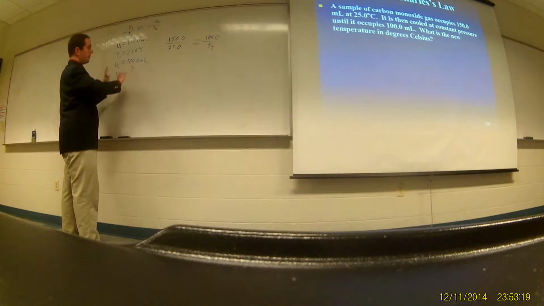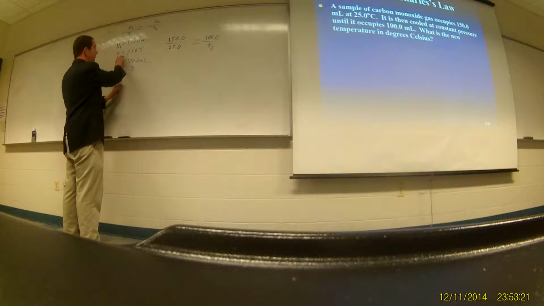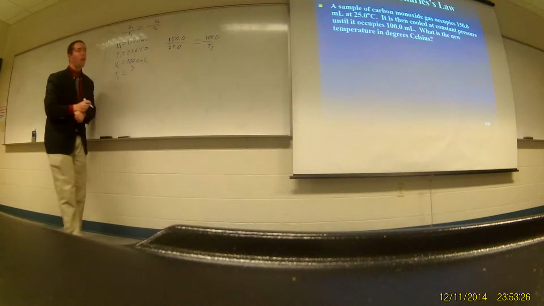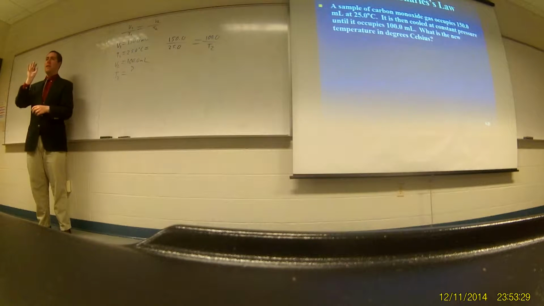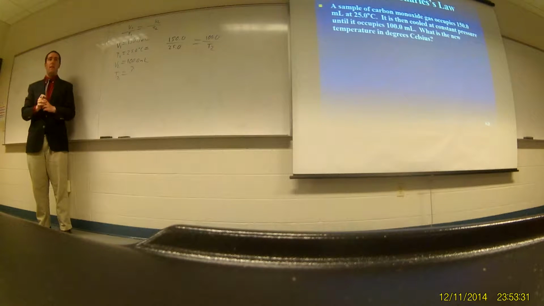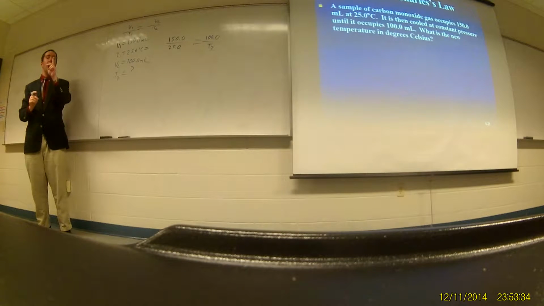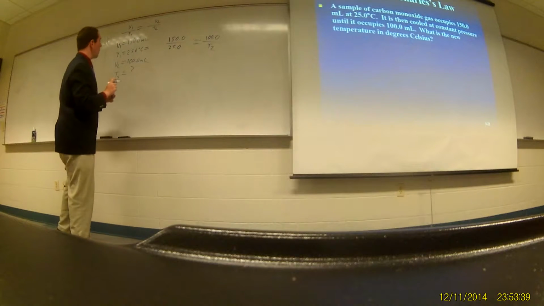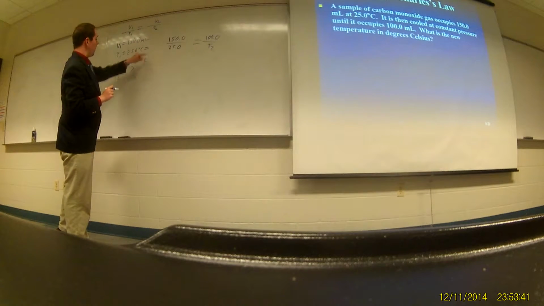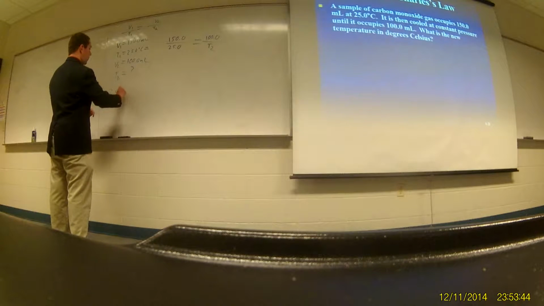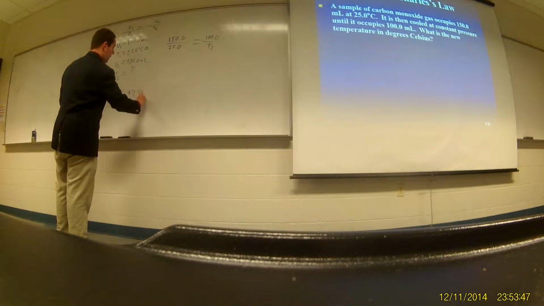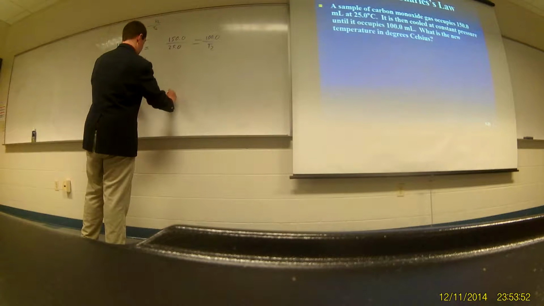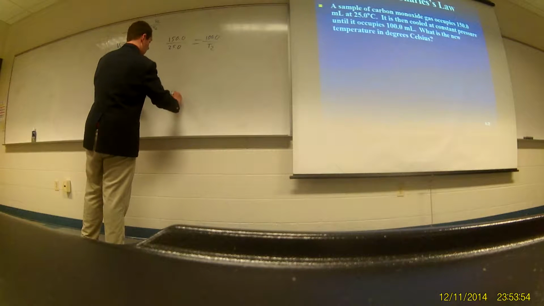And so T2 is what we're solving for. So that will work itself out, but T1 has to be in Kelvin. So do you remember how you convert from Celsius to Kelvin? Add it to 273.15. That's on your cheat sheet, but it's 273.15. So 25 plus 273.15 equals 298.15.